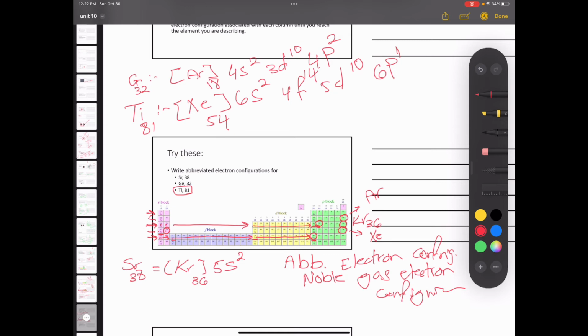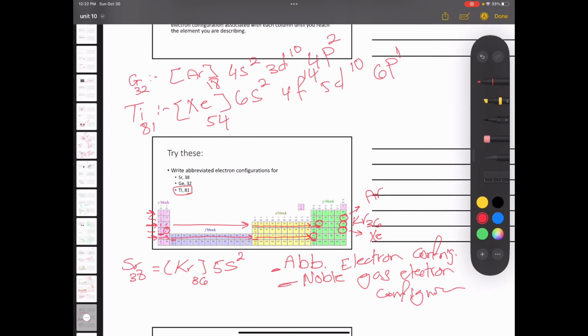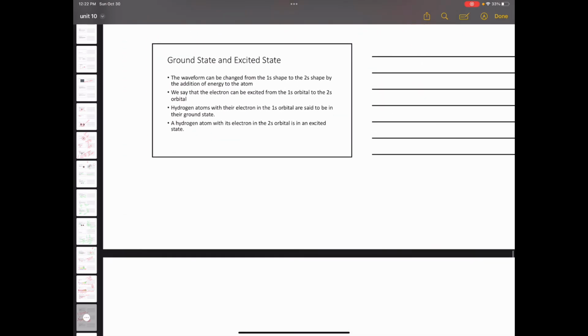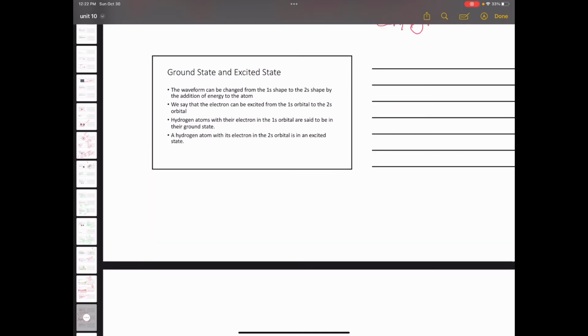So this is what we call either the abbreviated or the noble gas electron configuration. In the exam, you will have both flavors. So I will ask you to write both the complete electron configuration and the noble gas or the abbreviated electron configuration. So try to be familiar with both.